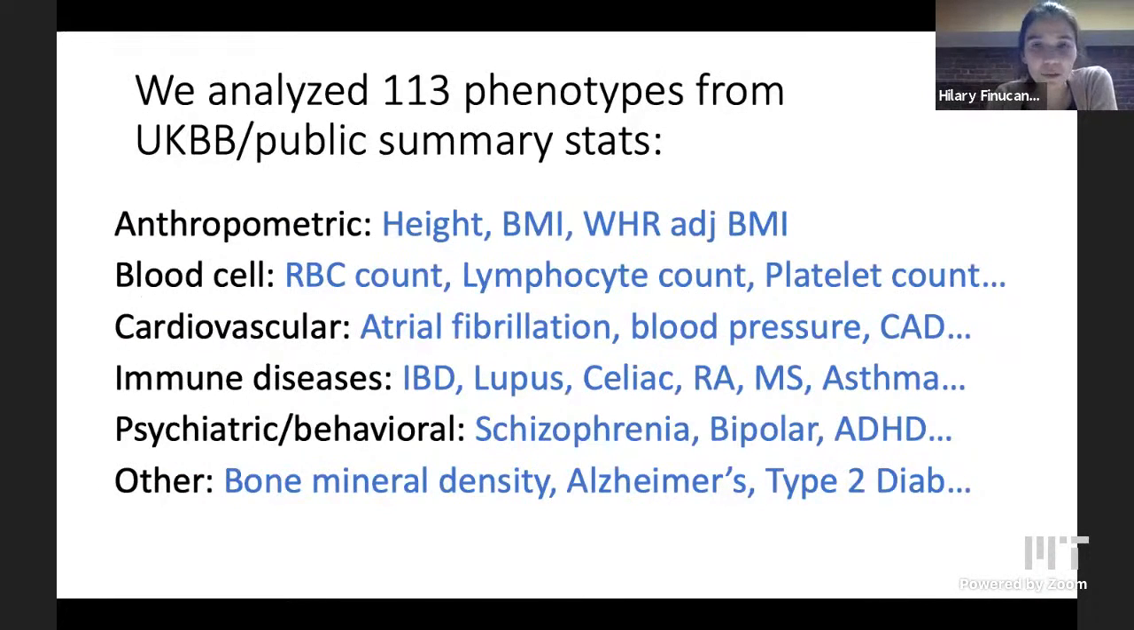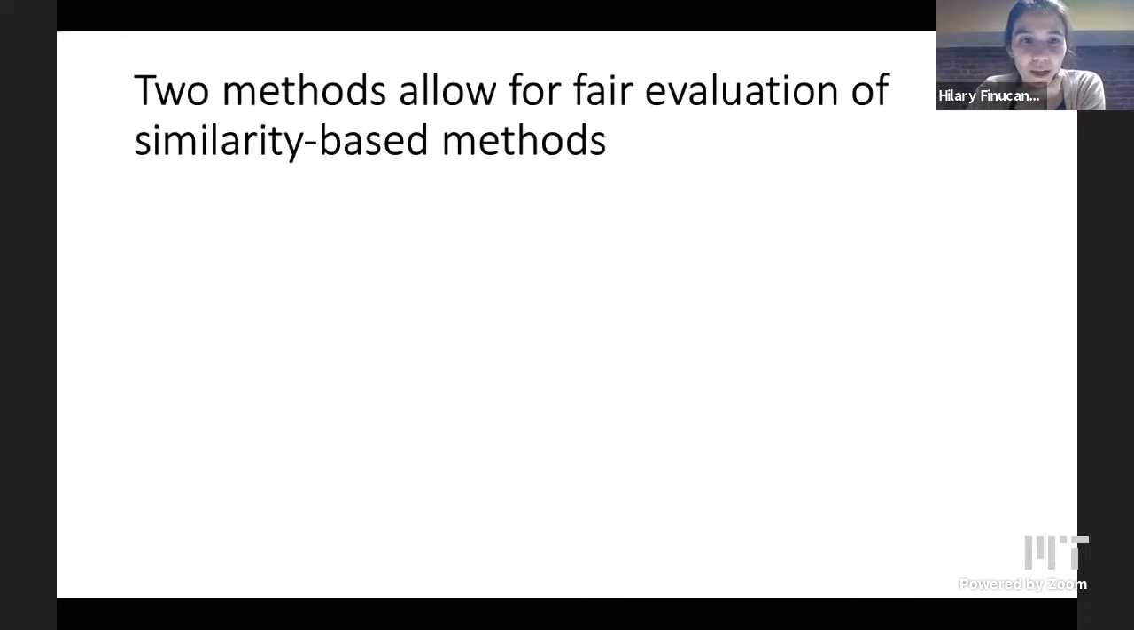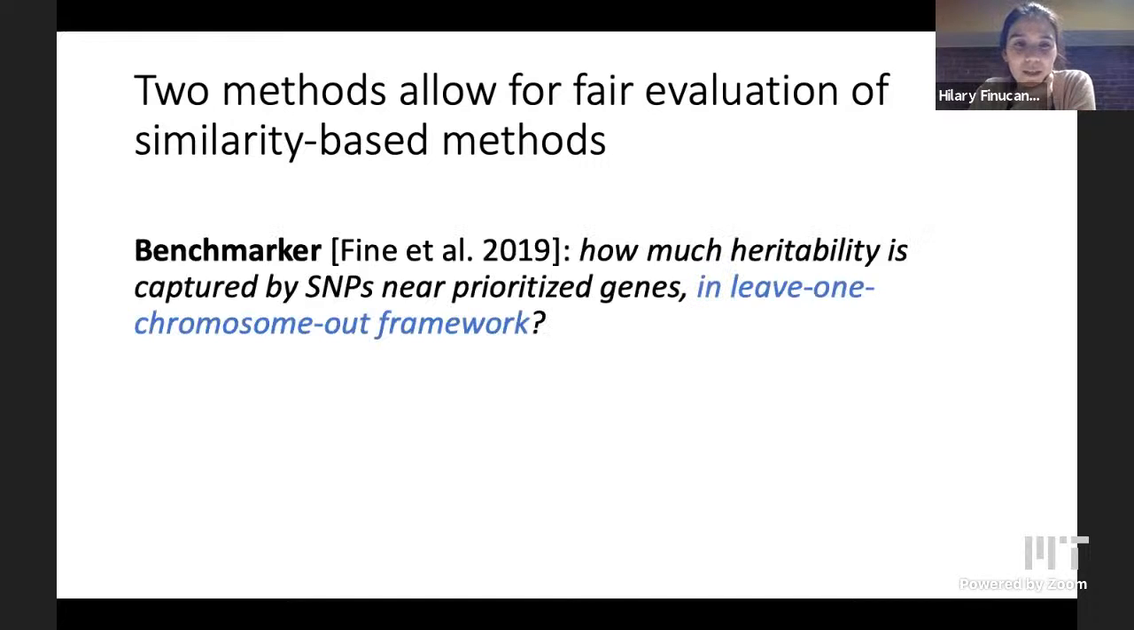So we took these features, we analyzed 113 phenotypes from the UK Biobank and from publicly available summary statistics. And so now let me get at evaluation. If we're looking at these similarity-based methods, then one trick that we can use to evaluate them is this idea of leave one chromosome out analysis. There's one published method that takes advantage of this, the benchmarker method that I was describing earlier.